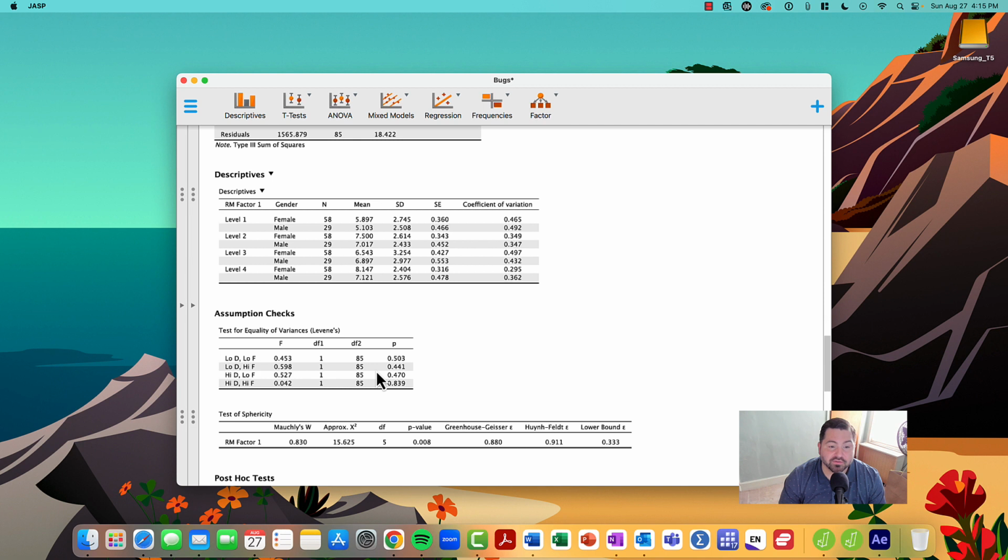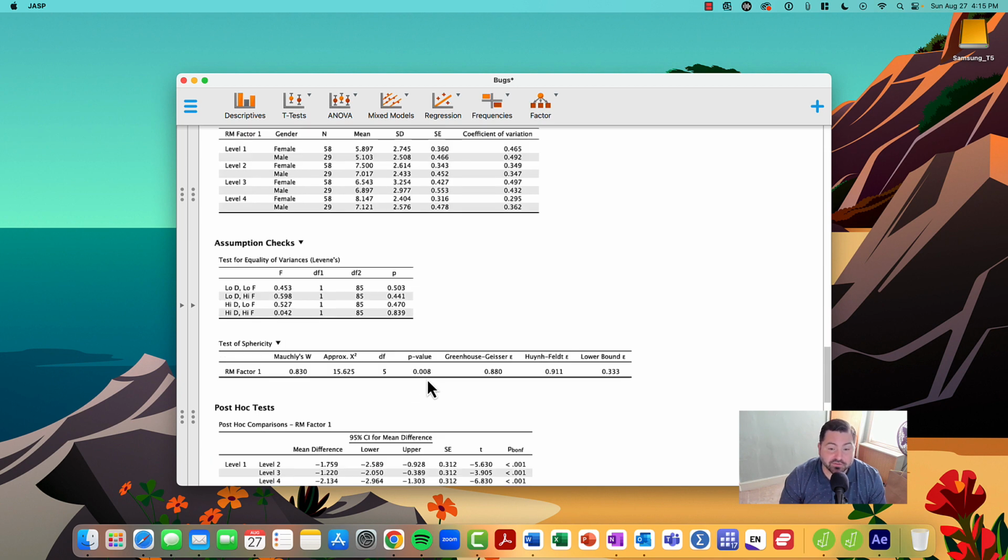Okay, let's go ahead and check for our assumptions. For the basic assumption of homogeneity of variance, we want to make sure that the p-values in all of these cases are larger than 0.05, which tells us whether or not the variances of each of the means and standard deviations are statistically different from each other. And we can see that because all of the p's are larger than 0.05, we meet the basic assumption for Levene's.